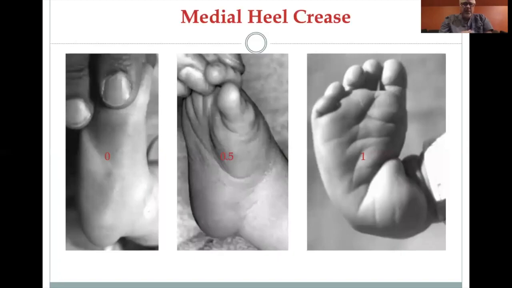Medial heel crease: no crease is a 0, a very superficial or shallow crease is 0.5, and then a deeper crevice, on the far right, is considered a 1.